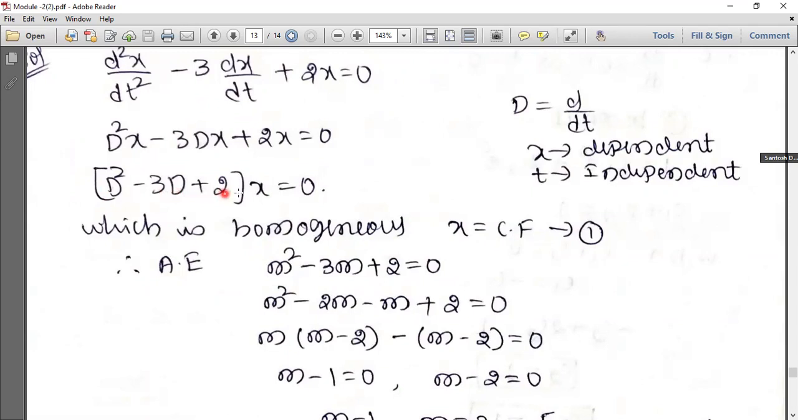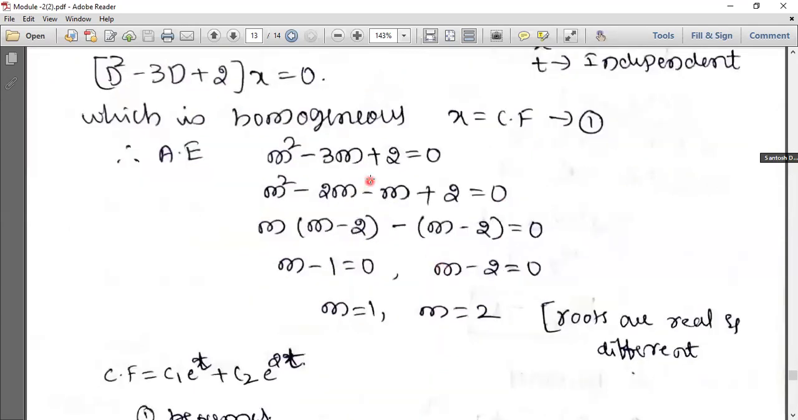So this is m square minus 3m plus 2 equal to 0. By multiplication, we want 2m square. By addition or subtraction, we want minus 3m. So that is m square minus 2m minus m plus 2 equal to 0. Between these two, m is common: m into m minus 2, here minus sign is common: minus 1 into m minus 2 equal to 0. So m minus 1 equal to 0, m minus 2 is equal to 0. So m is equal to 1, m is equal to 2.